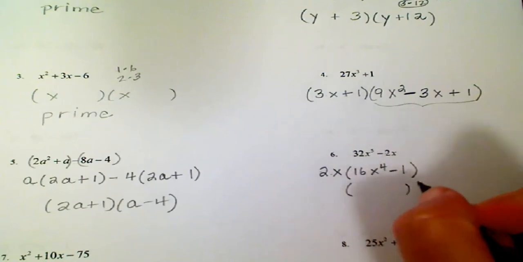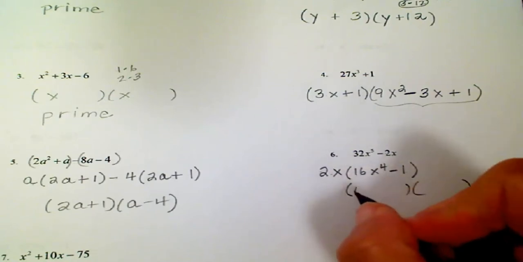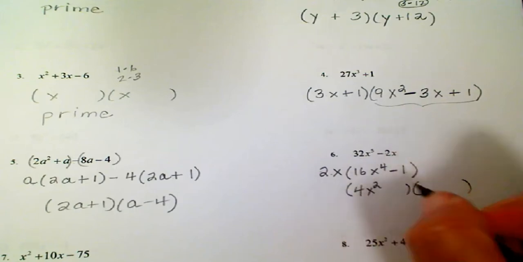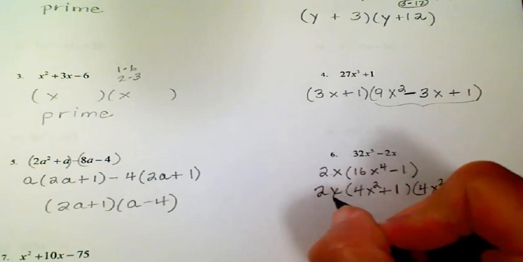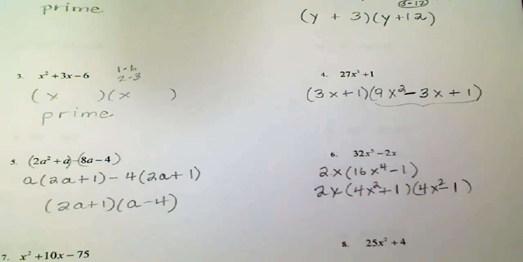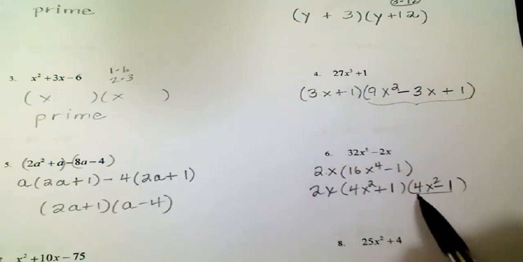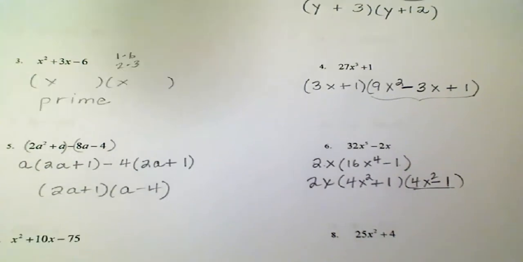So when you do a difference of squares, you take the square root of this, you write it twice, and you take the square root of the second term, you write it twice, and your signs are plus and minus. Carry down the 2x. Guess what? We're still not done, because look what this last term is. That is also a difference of squares.